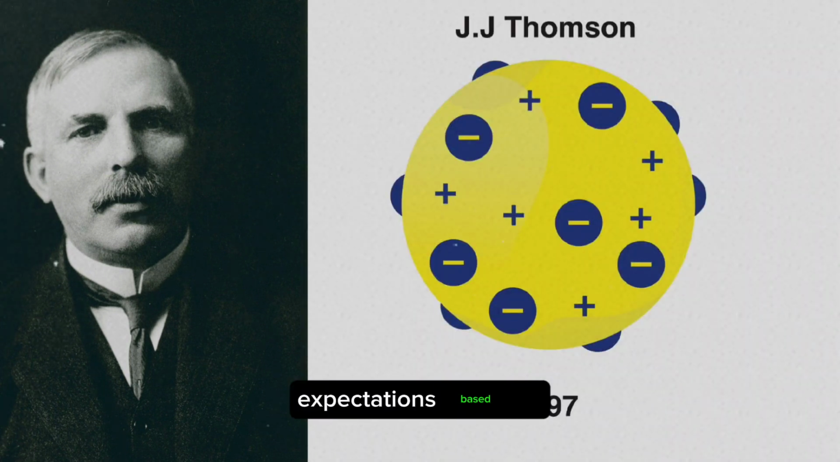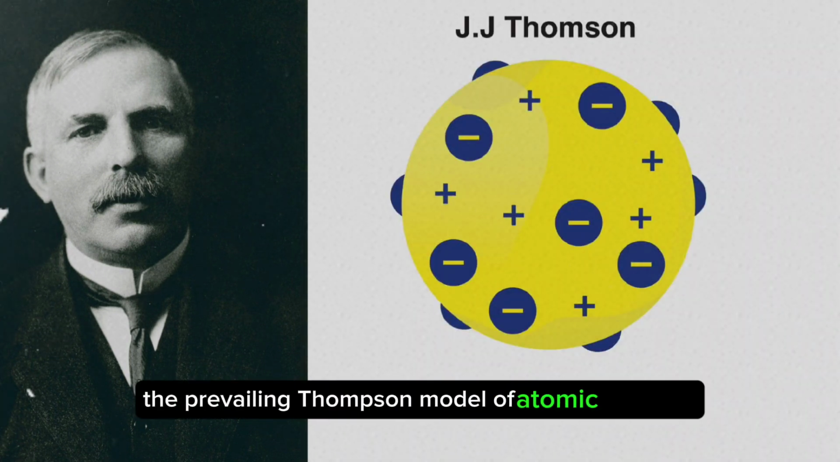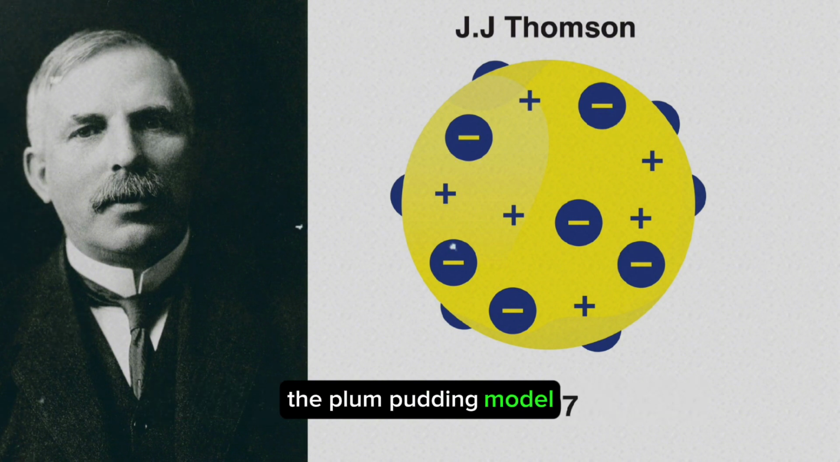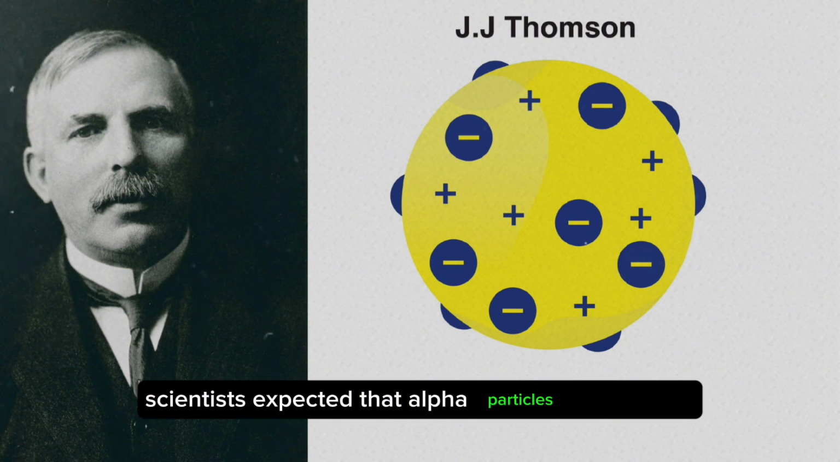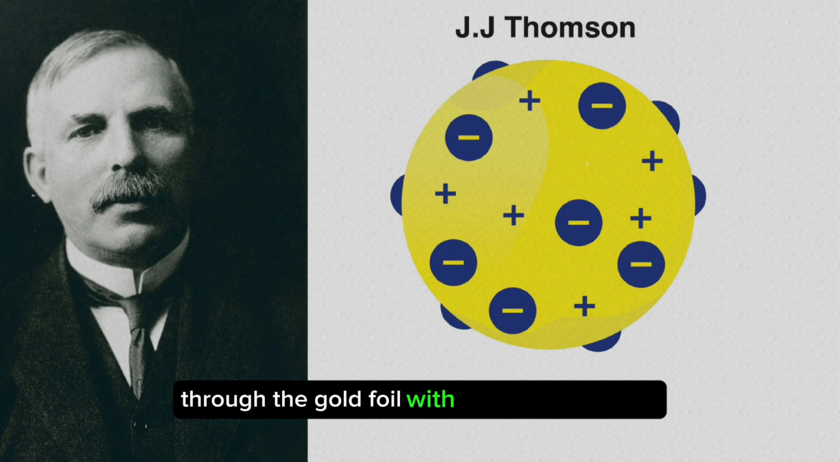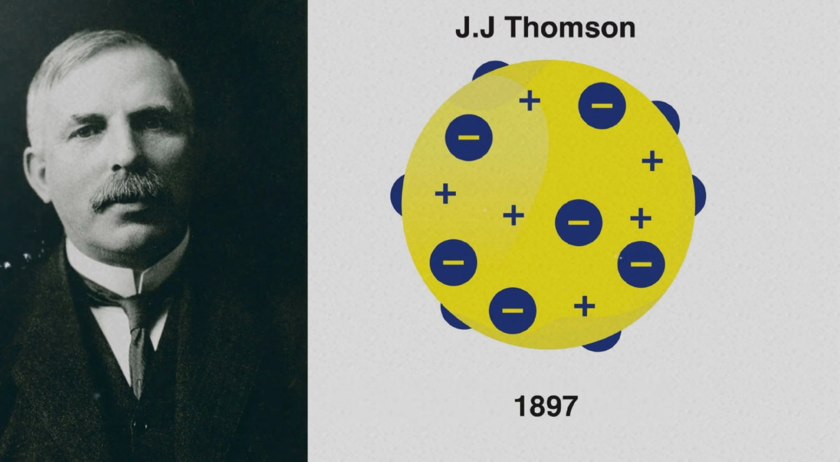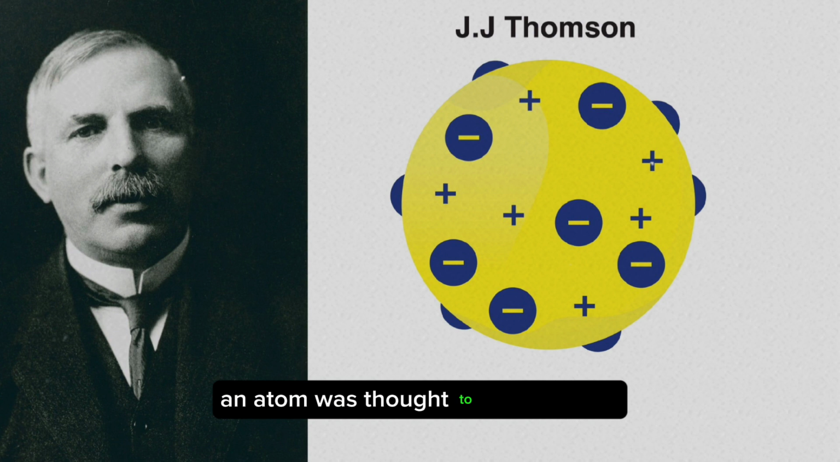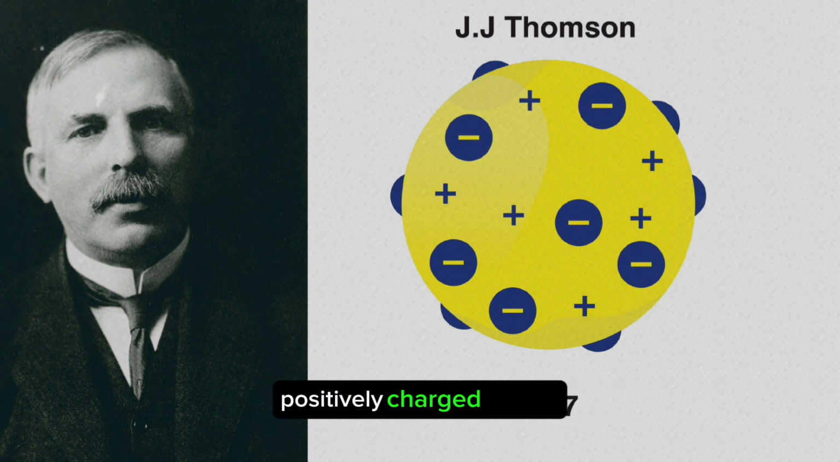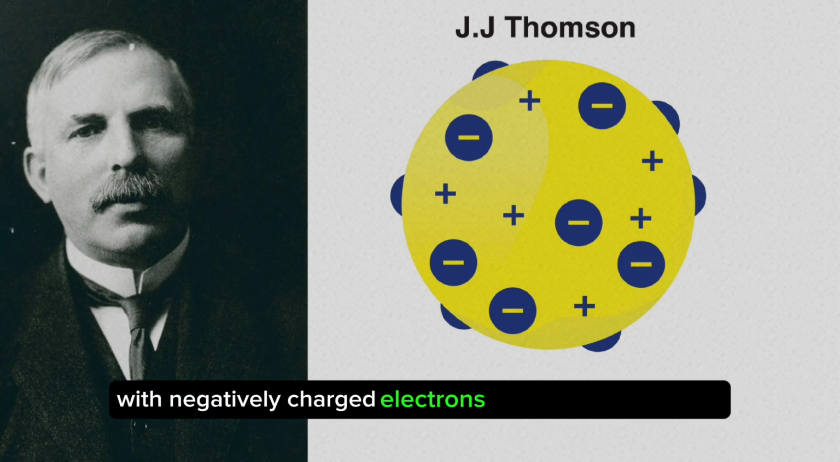Expectations: based on the prevailing Thomson model of atomic structure, the plum pudding model, scientists expected that alpha particles would pass through the gold foil with minimal deflection. According to this model, an atom was thought to be a uniform, positively charged sphere with negatively charged electrons dispersed throughout.